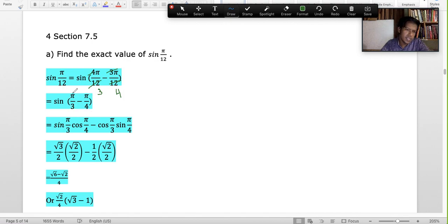And this is sine a minus b. Sine a minus b means sine a cos b minus cos a sine b. Then we just put their values. This is 60 degree, which means root 3 by 2. This is 45 degree, root 2 by 2.